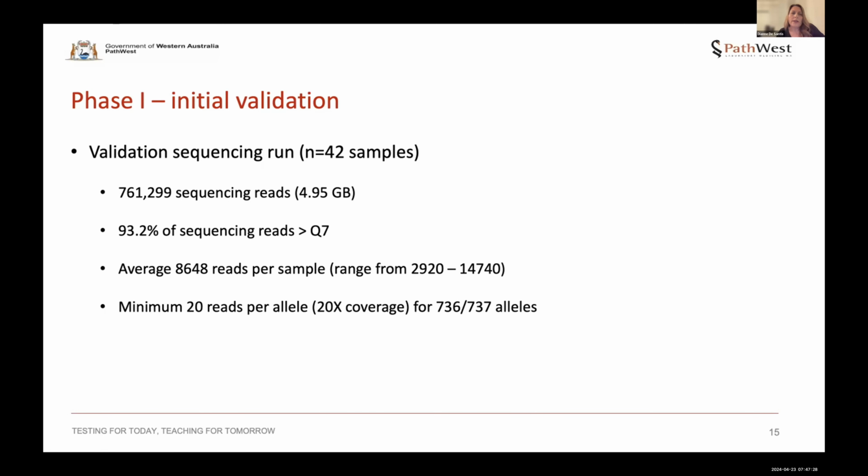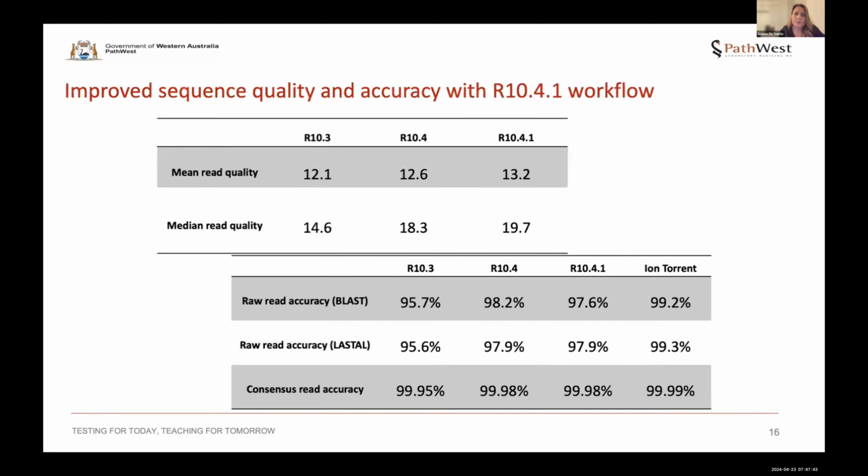93% of our reads were greater than Q7, with an average of around 8,600 reads per sample. And we had a minimum of 20 reads per allele for 736 out of the 737 alleles. We looked at read quality. So shown here in the top graph is mean read quality and median read quality for our R10.3 and R10.4 flow cells with the 109 kit chemistry, and then R10.4.1 with 114 chemistry.